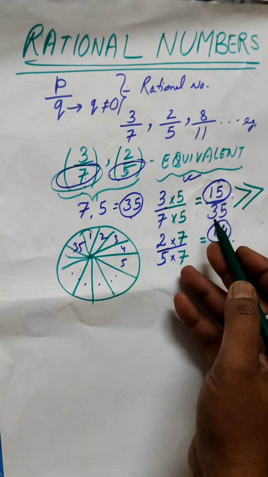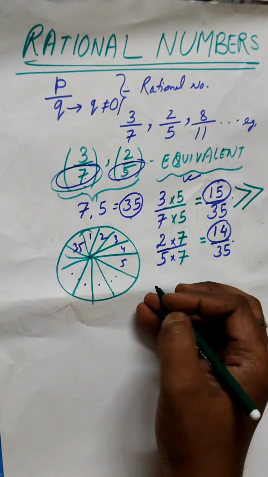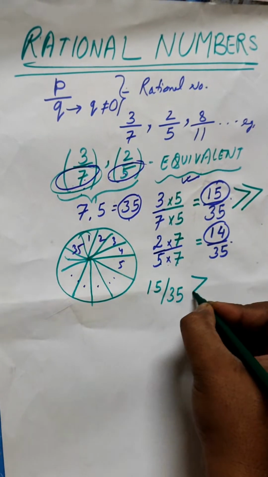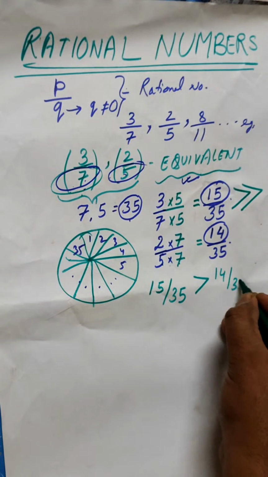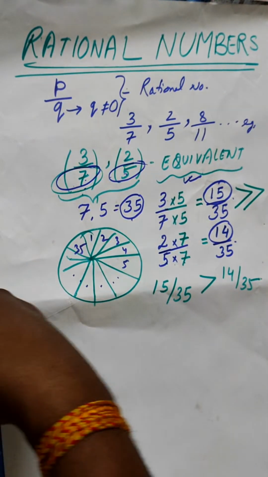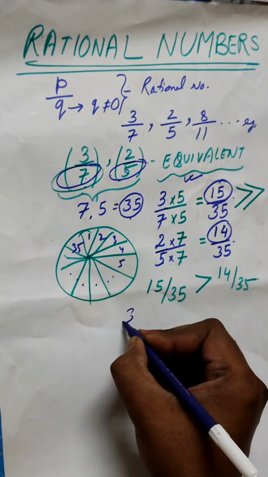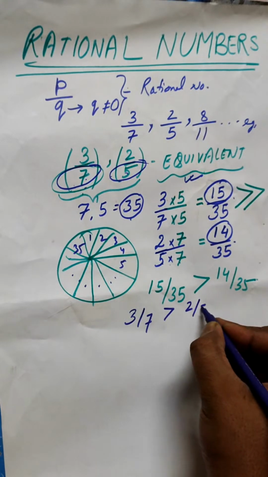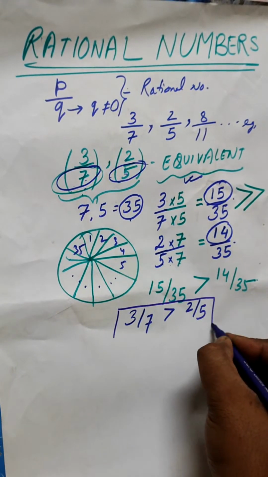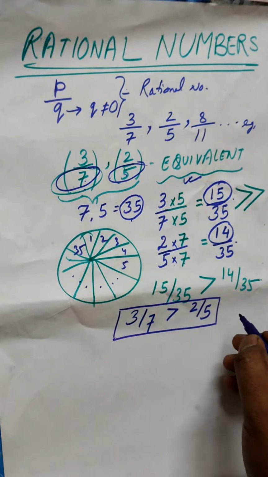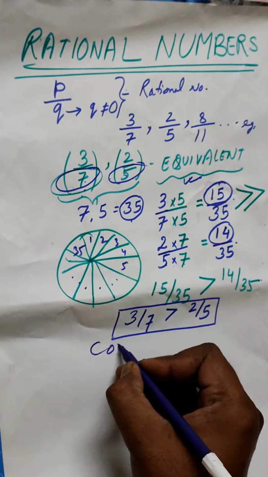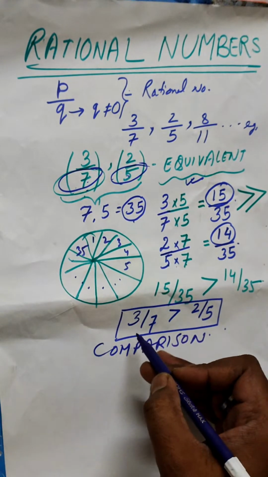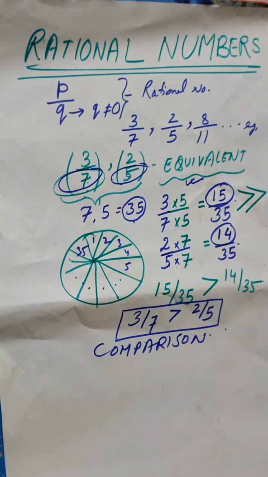So we can say that since 15 by 35 is greater than 14 by 35, 3 by 7 is greater than 2 by 5. So this is your answer. So in the comparison, you found that 3 by 7 is greater than 2 by 5, right?